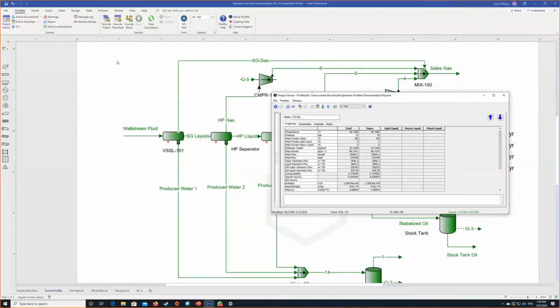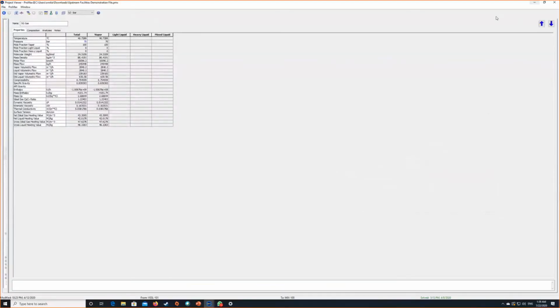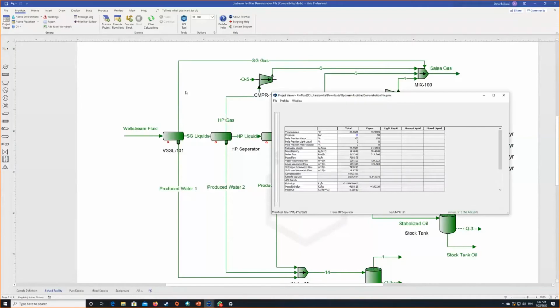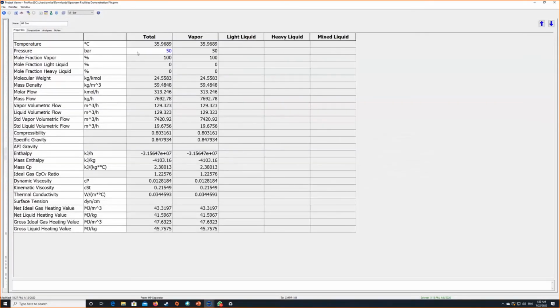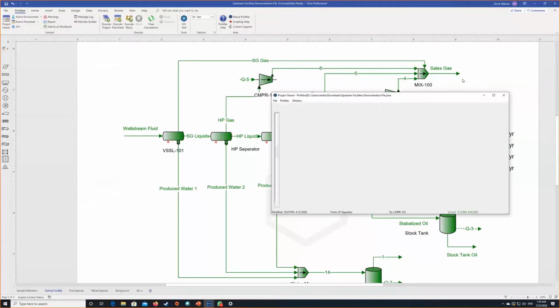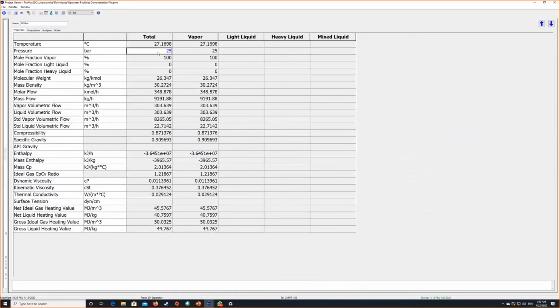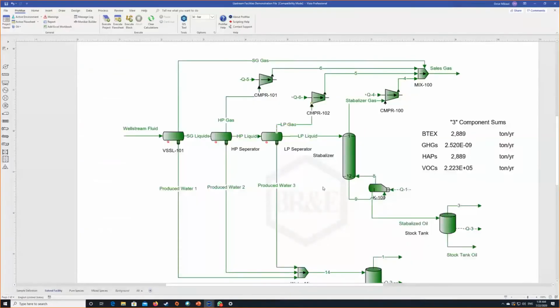So our slug catcher is at 70 bar, our HP separator is at 50 bar, and our LP separator is at 25 bar. All right, so I've inputted these numbers directly. You can tell from the white background and the blue text. And it calculates as is, and I have associated a compressor station.